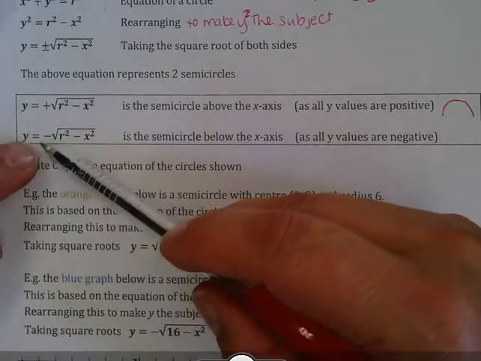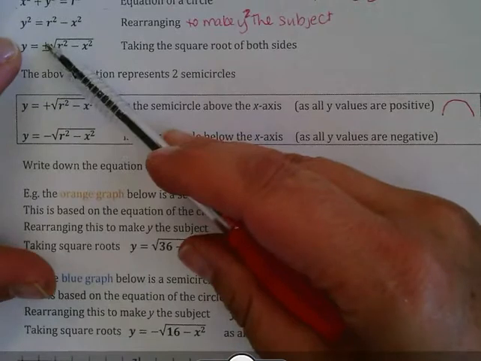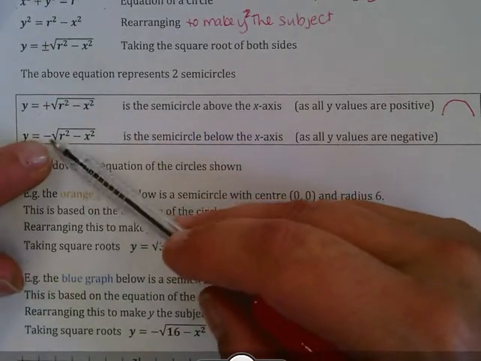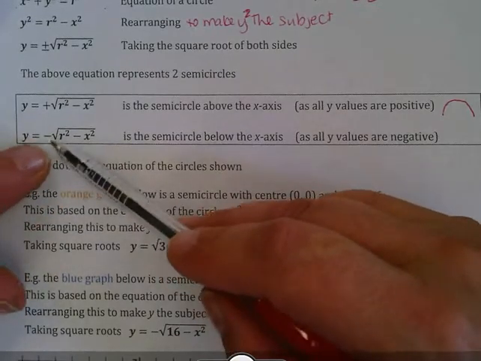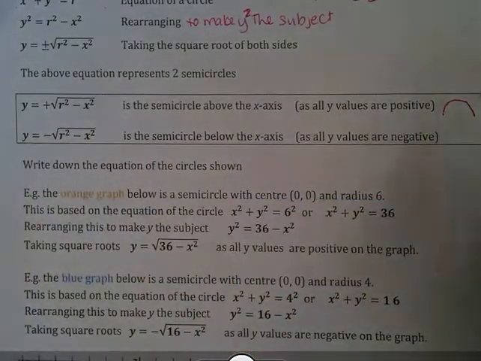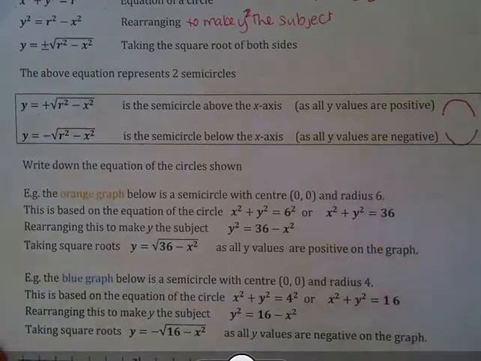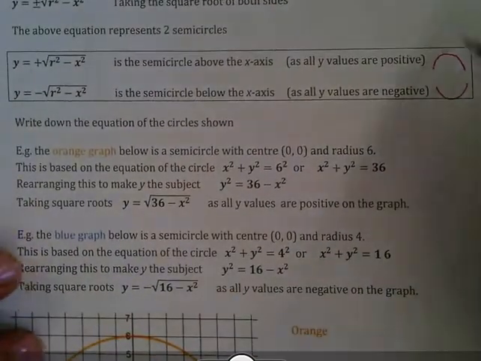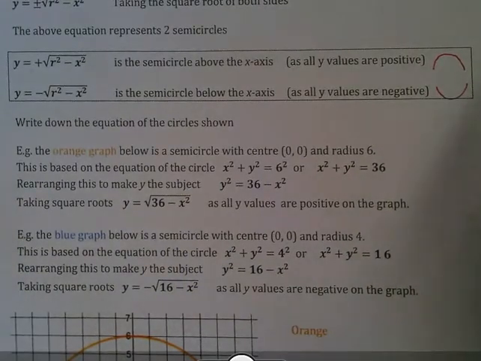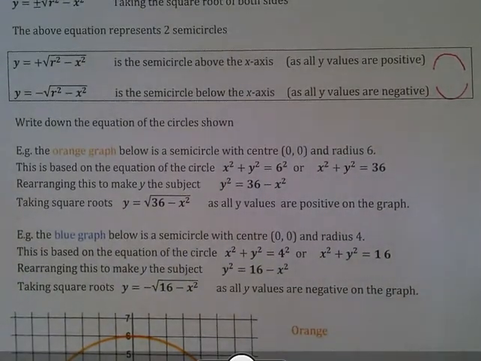And if I do y is, so I'm going to break this up. There are 2 equations here. If y is the negative square root of that, the square root of r squared minus x squared is positive, and you put a negative in front, I'm going to get negative values for the y. So my semicircle will be below the x-axis and will look like that. So there's the top part of my circle and the bottom part of my circle. The negative one's always the bottom part of the circle.